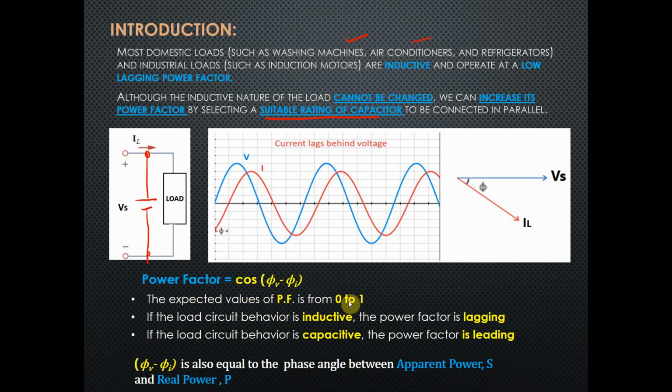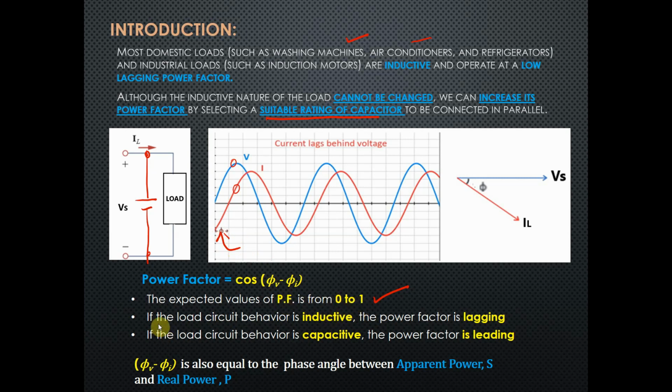The expected values of power factor is from 0 to 1. 0 is a unity power factor, since power factor is equal to cosine of the phase angle between the voltage and the current. As you can see, this is the waveform of the voltage, and this is the waveform of the current. The phase angle between them, the cosine of this phase angle is the power factor. So the value is from 0 to 1.